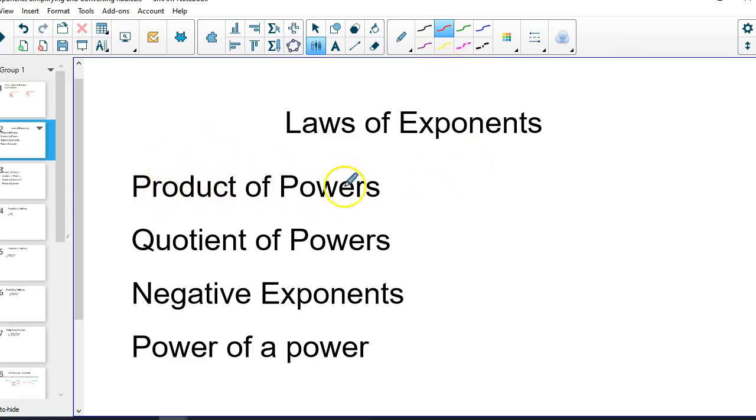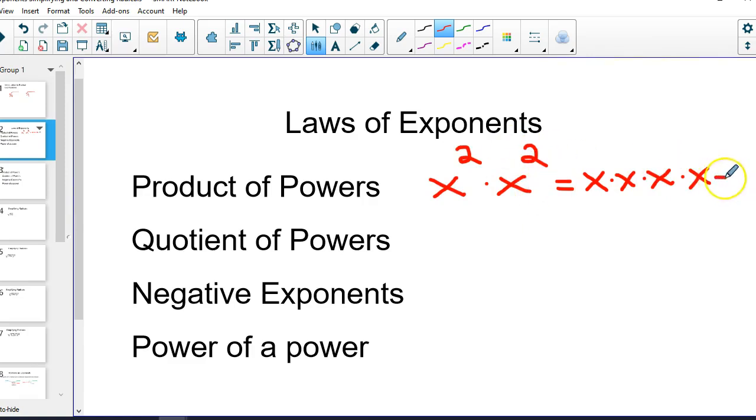Product means multiplying in powers. So say we have x squared. We're going to multiply these together. X squared times x squared, that's the same thing as x times x from our x squared times x times x from our other x squared. So we get x to the 4th power because we have 4 x's multiplying.